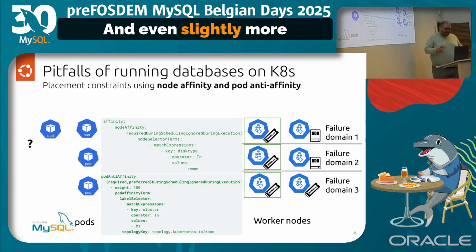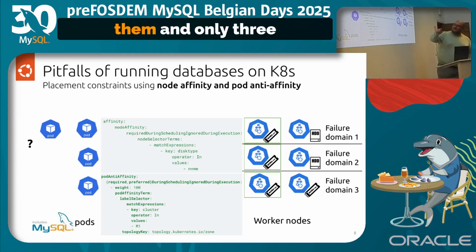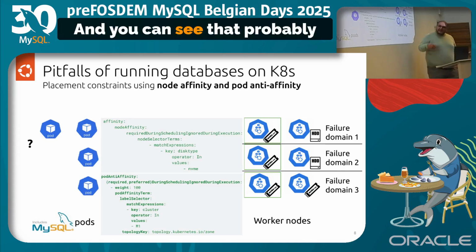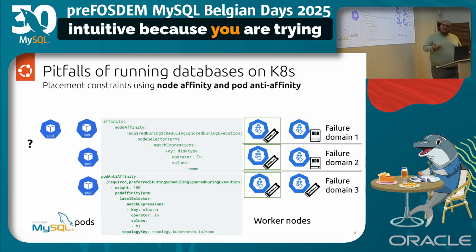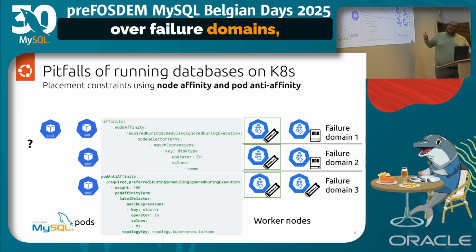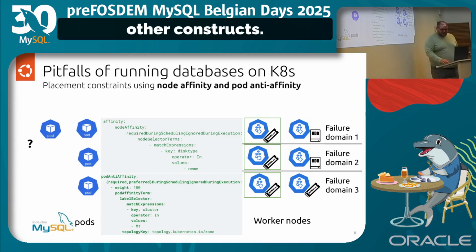And even slightly more complicated is how to schedule the pods if you have 4 of them and only 3 failure domains. You can see that probably you can make it happen using those constructs, but it becomes really not very intuitive, because you are trying to spread your pods over failure domains, but you are basically finding workarounds where you can express that using other constructs.